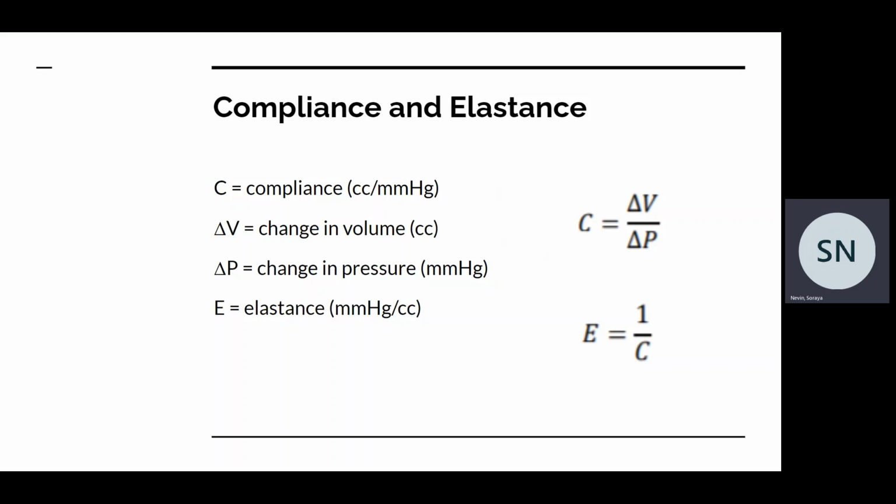So compliance and elastance is basically how stretchy something is. Compliance is the change in volume over the change in pressure, and then elastance is the reciprocal of that. So it would be the change in pressure over the change in volume. The units of compliance are there, and then the elastance would just be the reciprocal of that.